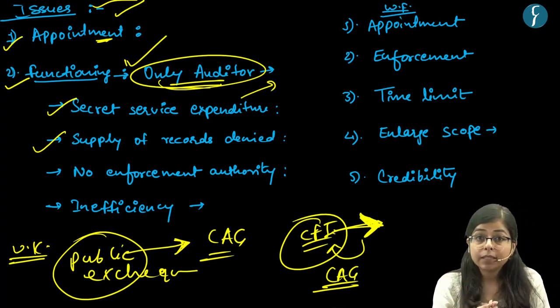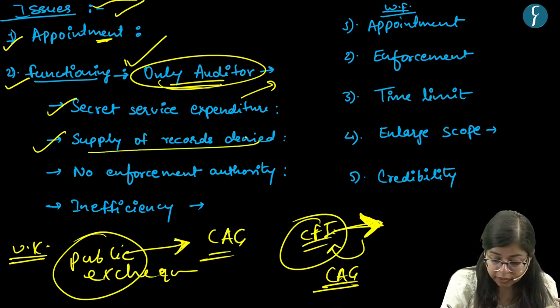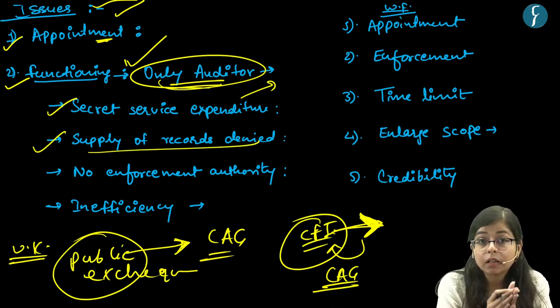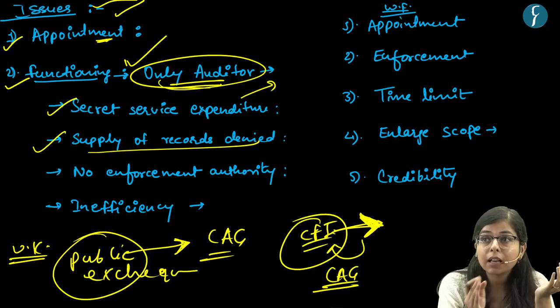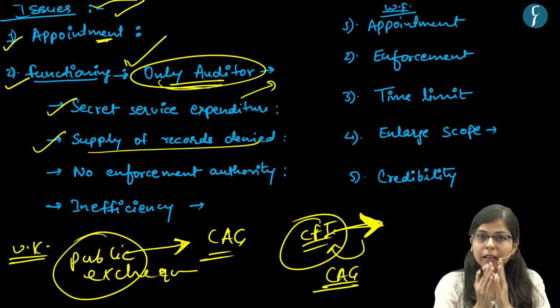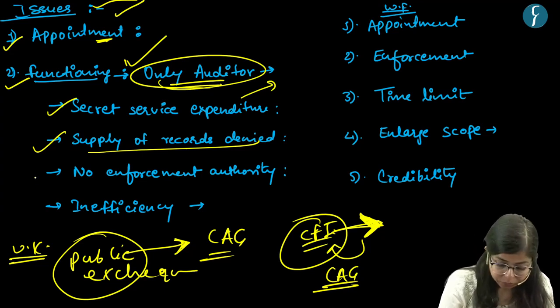But sometimes what happens is that the government does not give the supply of records to CAG, or gives the supply of records to CAG at the last moment. And because of this, the report of CAG may be compromised because of lack of reliable data, right?